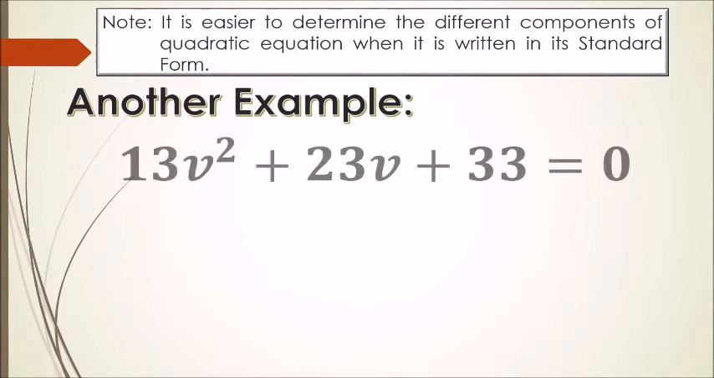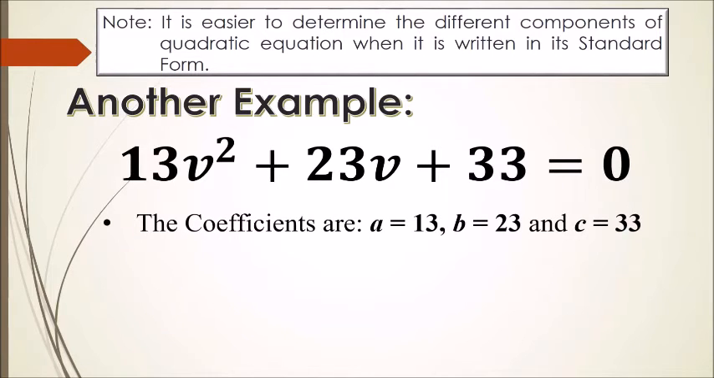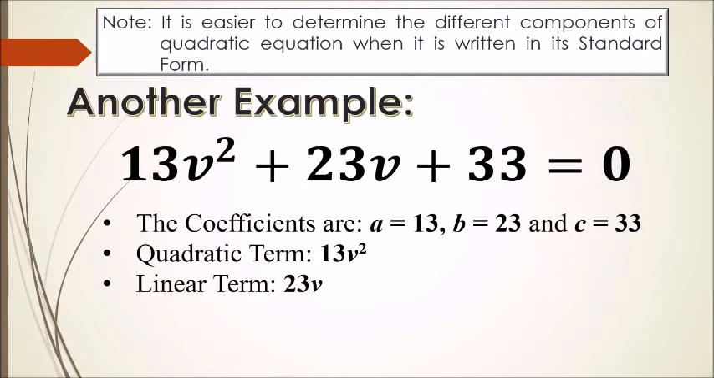Sa panghalimbawa, 13v squared plus 23v plus 33 equals 0. Ang kanyang mga coefficients are a equals 13, b equals 23, and c equals 33. Ang kanyang quadratic term is 13v squared. Ang kanyang linear term is 23v, at ang kanyang constant term is 33. Tandaan na kailangan nasa standard form siya at naka-simplify ang mga coefficients, reduced to its lowest form.